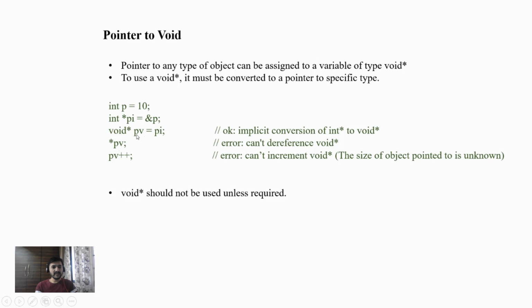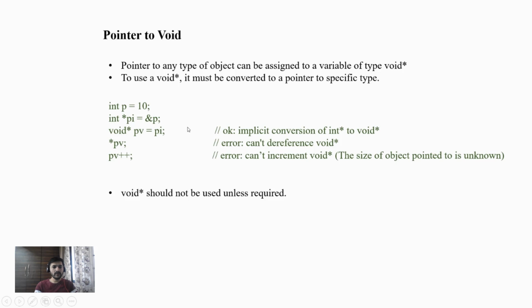Now since pv is a void pointer, we cannot do star pv, that is, we cannot dereference the void pointer. The system doesn't allow dereferencing a void pointer, because the size of the object pointed to by this void pointer is not known to the system.